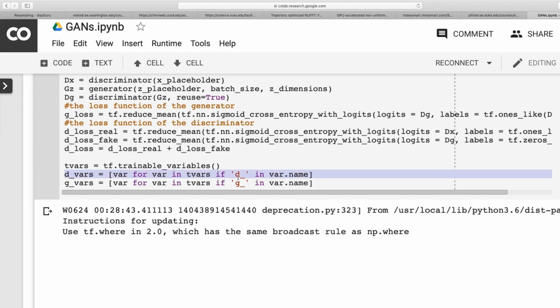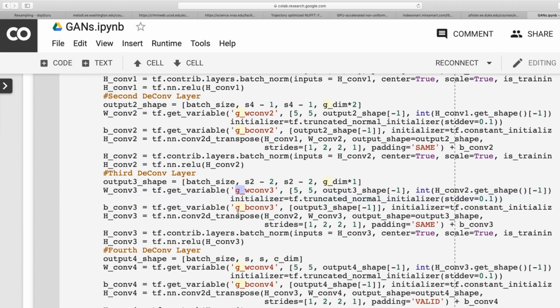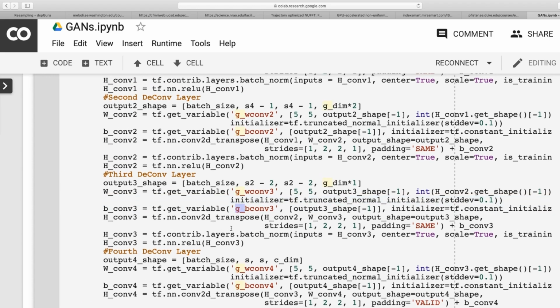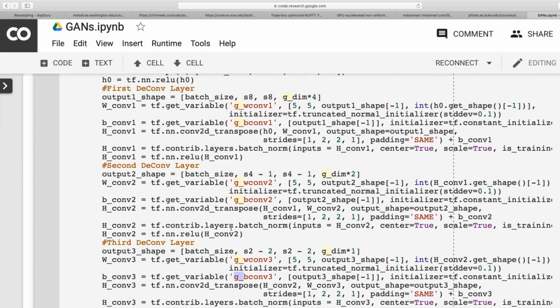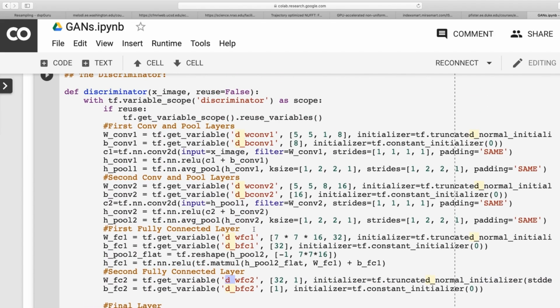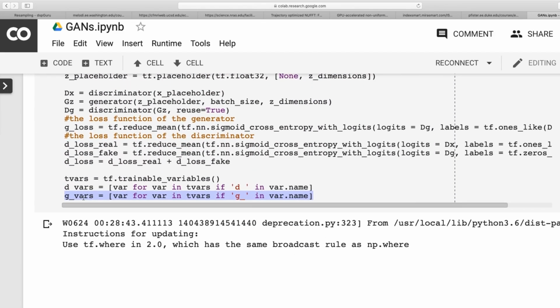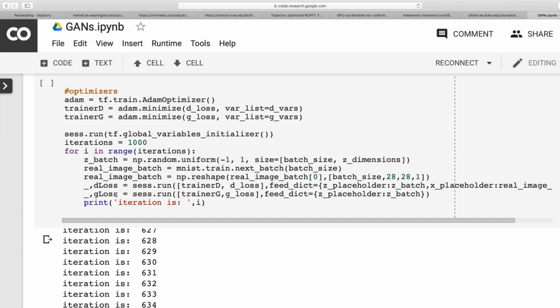We have used the D underline and G underline in order to find the values that we have already named. So G underline determines all of the weight values that we have for the generator, and the D underline will show us all of the weight values for the discriminator. So we can put them in these tensors, D underline vars, G underline vars. Next, we'll specify our two optimizers.